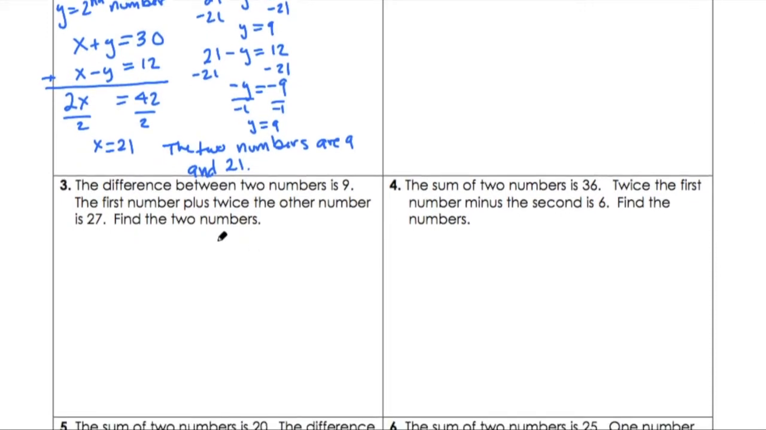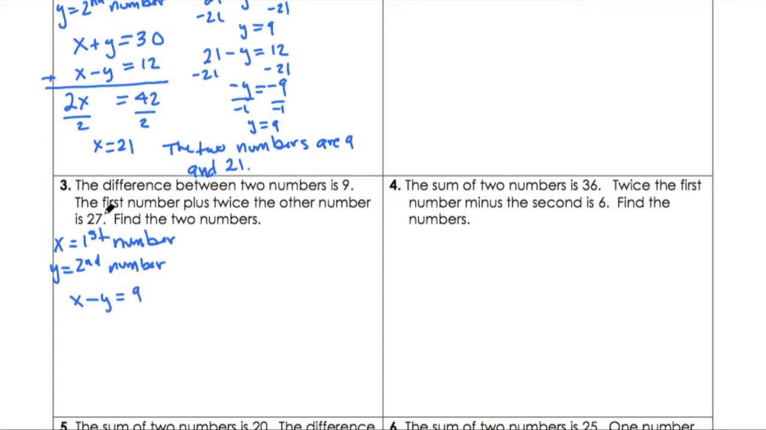In this next example, it says the difference between two numbers is 9. Okay, starting off the same way. We've got two numbers. So I'm going to go ahead and say x is the first number, and y is the second number. And the difference between the two numbers is 9. So that's x minus y equals 9.